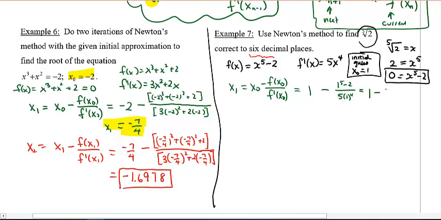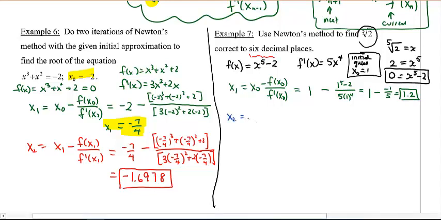1 minus 2 is negative 1 over 5. Oops, that's not 1.5. That's 1 plus 0.2. That's actually 1.2. Okay, so that's my new approximation. Is that correct to 6 decimal places? No, I only have 1 decimal place right now. So guess what? Let's do it again.